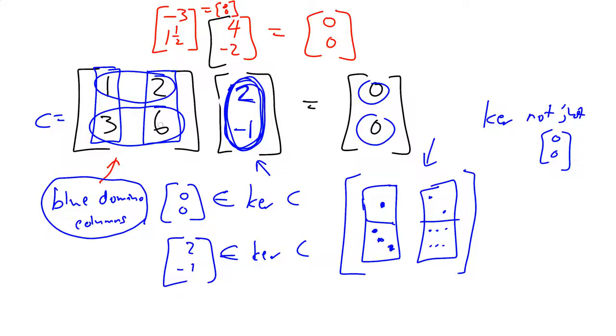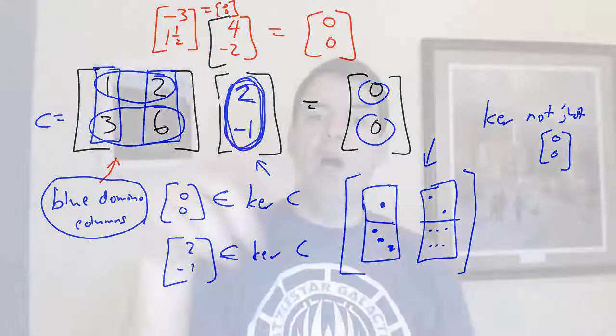You can't do that if you have yellow dominoes here, right? If you have yellow domino columns, there isn't any way to get one from the other. Therefore, there's no way to multiply one of them by something and the other one by something else and add them and get back the perfect 0 vector, okay?